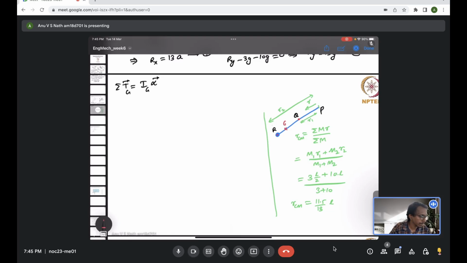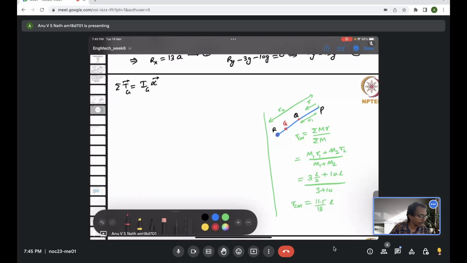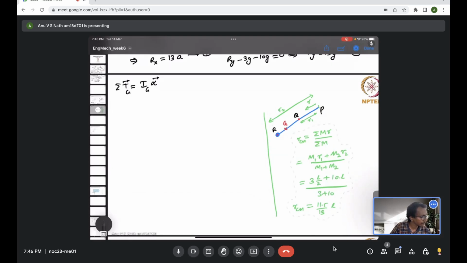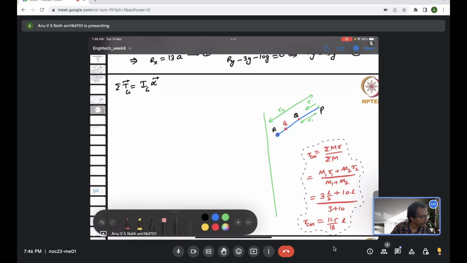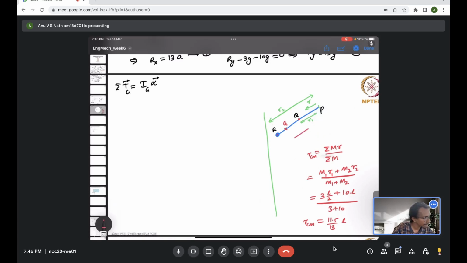This will be the center of mass location G, and you know its location is measured from the end P being 11.5 L by 13. So let me mark that here. This distance is our center of mass that we have now evaluated.